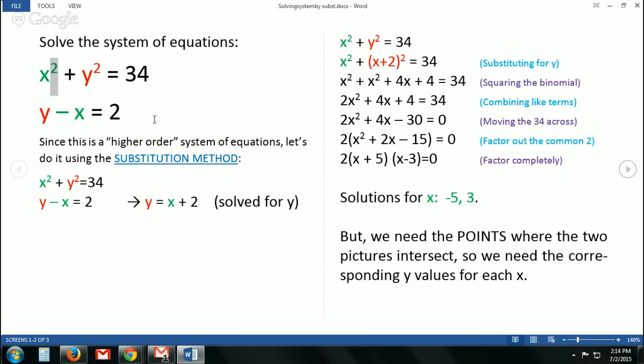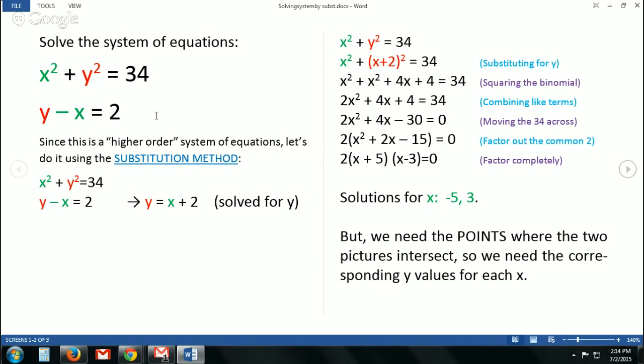But before we do the substitution method, it's important for us to know what the two shapes are that we have. x squared plus y squared equals 34 is a circle with the center at 0, 0. And y minus x equals 2 is going to be a line. So a circle and a line, and we're trying to decide where the two pictures intersect each other.